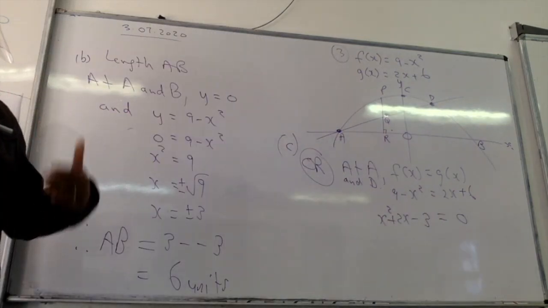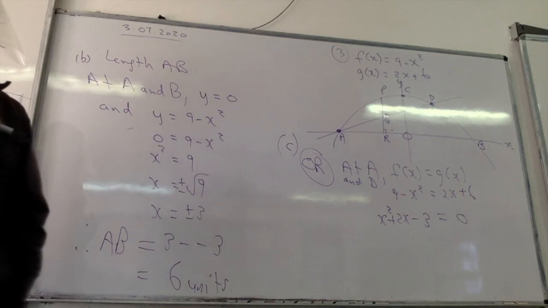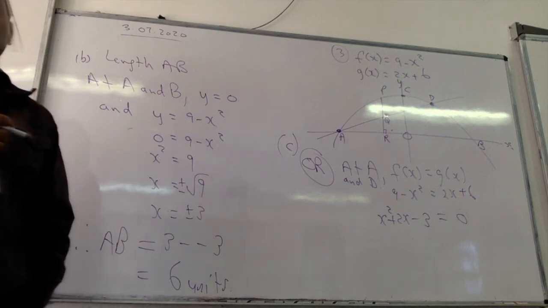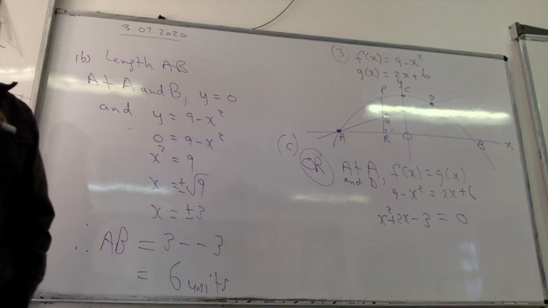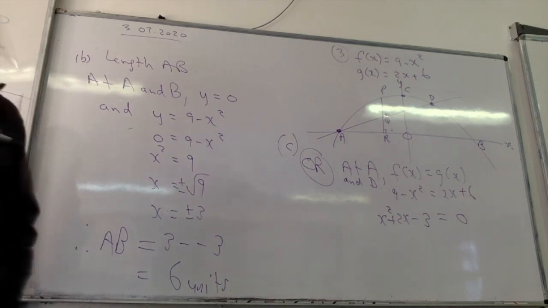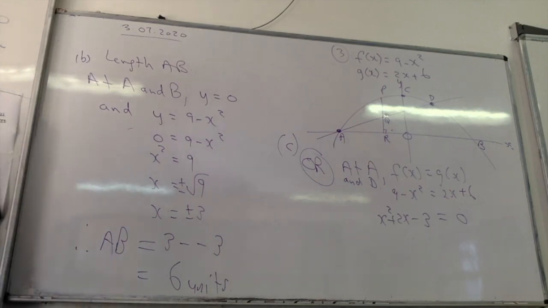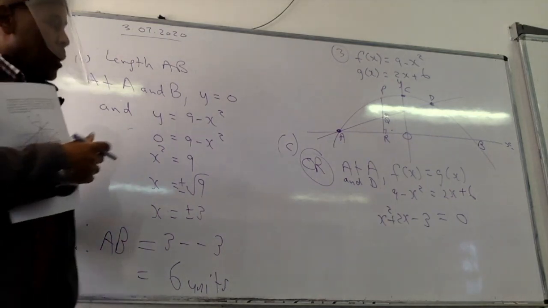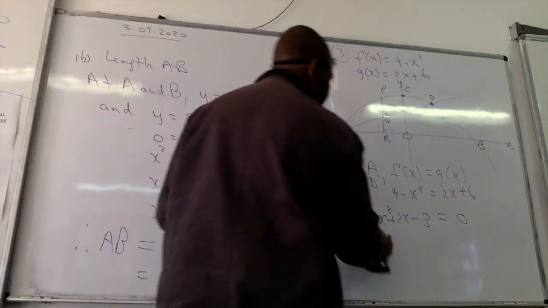Collect your like terms. Remember, for quadratic equations, we really want one side to be equal to 0, so that we can factorize and then make use of the fact that if numbers are multiplied by each other to get 0, then either one of them should be 0 or both. Okay, so that is where you are. Then you factorize this.